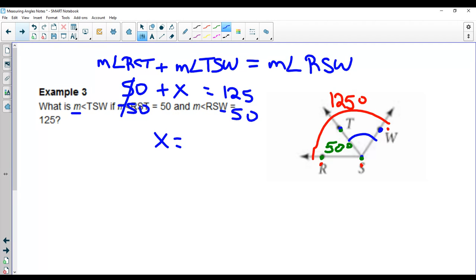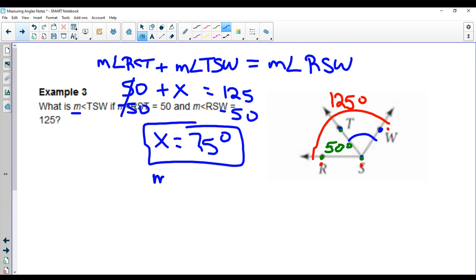Now, subtract 50. If I can do math right, that should be 75 degrees. Now, pay attention. I put a degree symbol on here because this X represents that. So let's just say the measure of TSW is 75 degrees. If I ask you for a specific angle measure, I need to see this degree symbol down here on the end, okay?